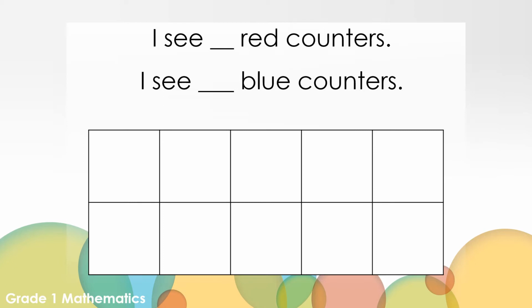Okay, I'm going to show you some counters and they will appear and then they're going to disappear. And I want you to think about how many you see. Some sentence stems that you could use are, I see blank red counters. I see blank blue counters. Okay, here it comes.